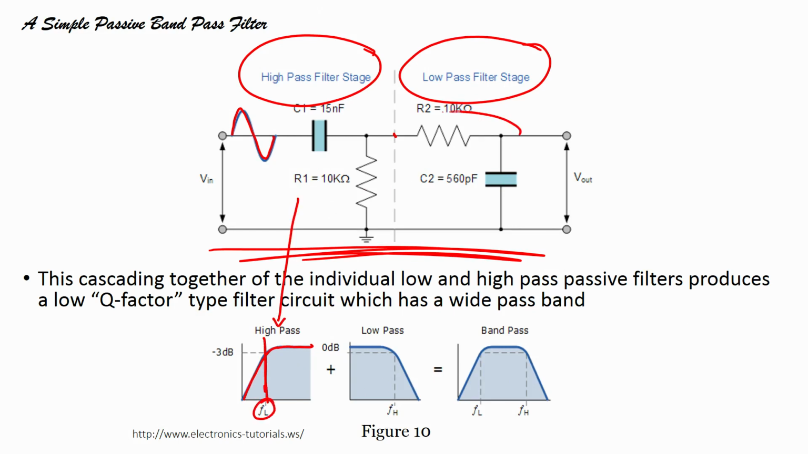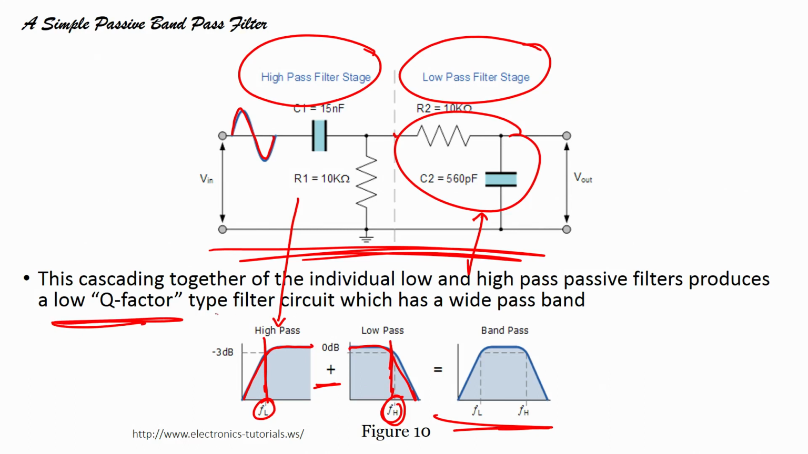In case of low pass filter, there will be a band of frequencies that will pass below this FH, that means this particular band. So, if I cascade both, what will I have? I have my band pass filter. This cascading together of individual low pass and high pass filters produces a low Q factor type filter circuit, which has a wide pass band.